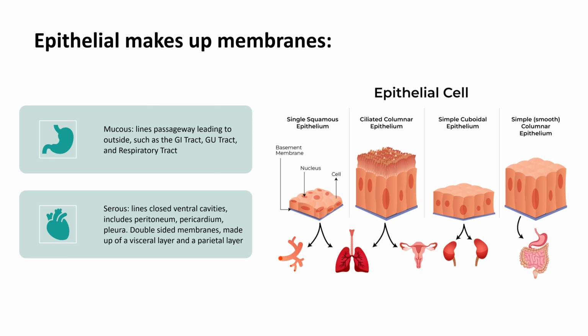Epithelial makes up membranes, so don't forget that. Mucous lines your passageways leading outside, such as the GI tract, the GU tract, and the respiratory tract. Serous lines closed ventral cavities, and includes peritoneum, pericardium, or pleura. They're double-sided membranes made up of a visceral layer and a parietal layer. You can see here in this graphic, at the bottom, you'll see the arrows pointing towards the type of system that they cover.